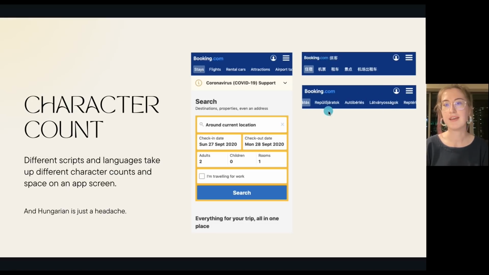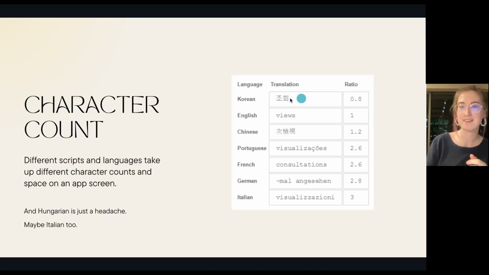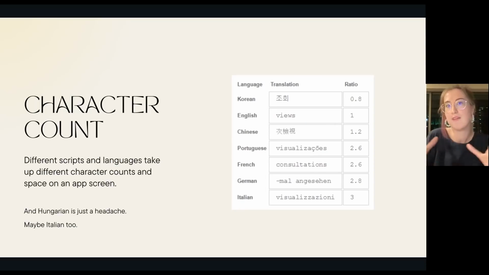But Hungarian is just a headache. The words are so long. And maybe Italian is also a headache. So this is something that is looking at the word "views," like views on a YouTube video. When you're designing interfaces for multiple languages, you have to make sure that your screen design takes into account how long other languages will be if you're translating it. So Italian, the ratio of English to Italian will be 3 times longer than the English word for views. And then Korean is much shorter. So just something that always fascinates me when I'm designing.